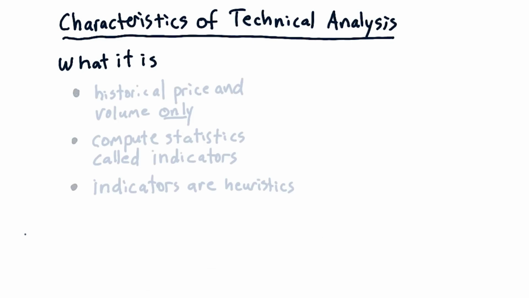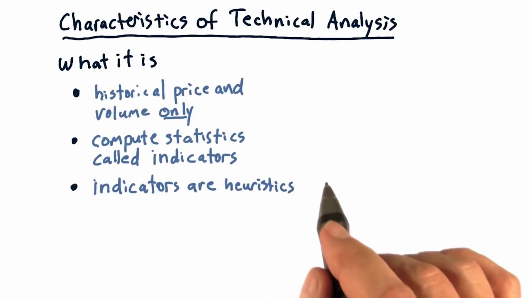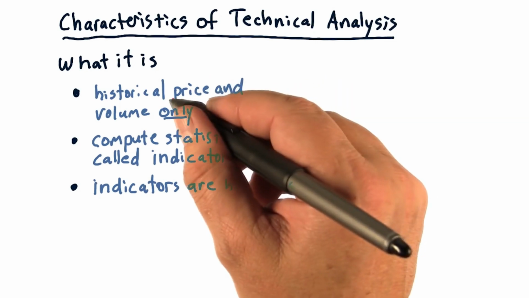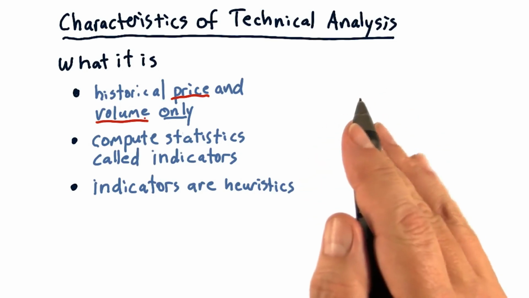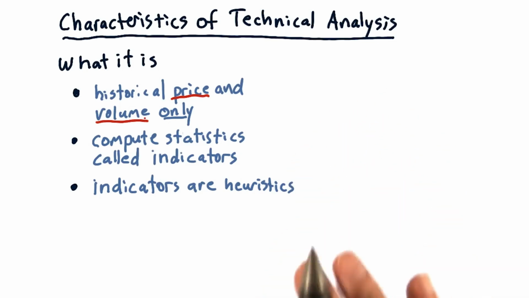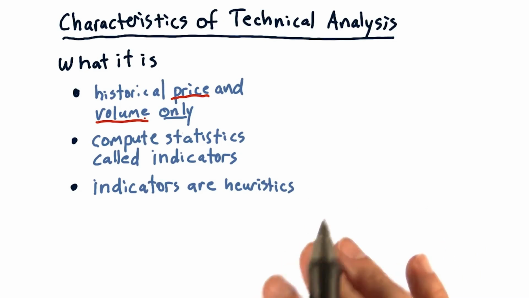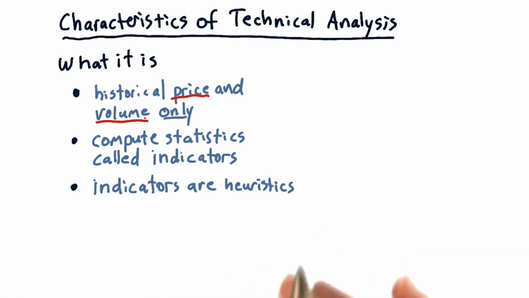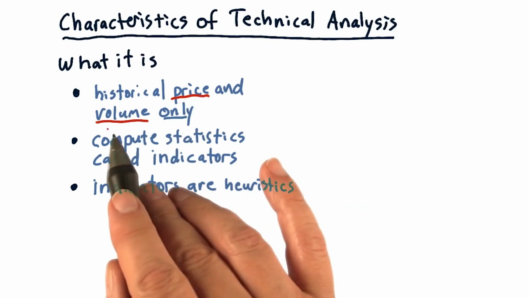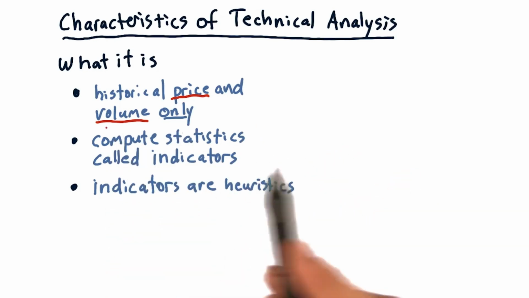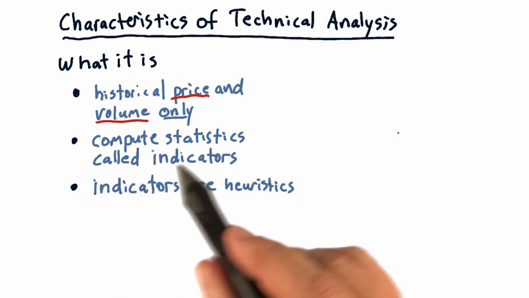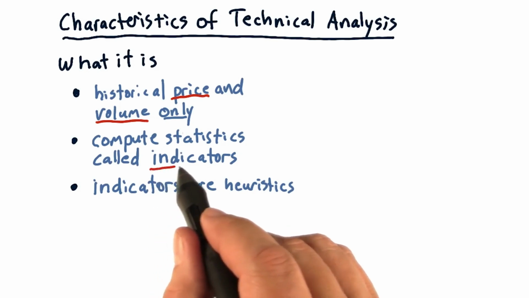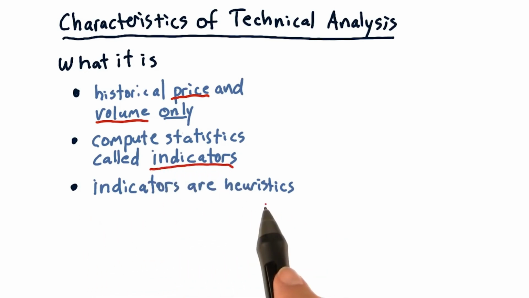First, what is it? One of the most important things to remember about technical analysis is that it looks only at price and volume. That's as opposed to fundamental analysis that looks at fundamental factors like earnings, dividends, cash flow, book value, and so on. Technical analysis is price and volume only. We look back at historical price and volume to compute statistics on this time series, and these statistics are called indicators. Indicators are heuristics that may hint at a buy or sell opportunity.